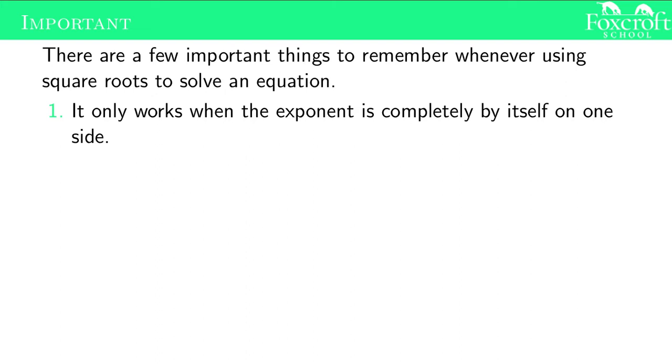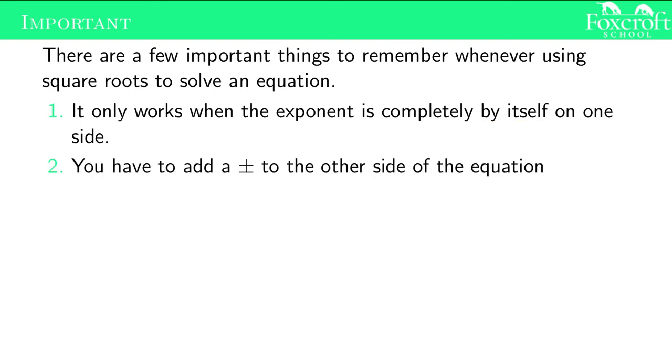When we're doing this, there's a couple important things to remember. It's only going to work to eliminate the exponent if it's the only thing on one side of the equation. So I have to get that exponent completely by itself first. Another thing, like we mentioned in a previous slide, is that you get these two different answers. So whenever you take the square root, you're going to have this plus and minus.